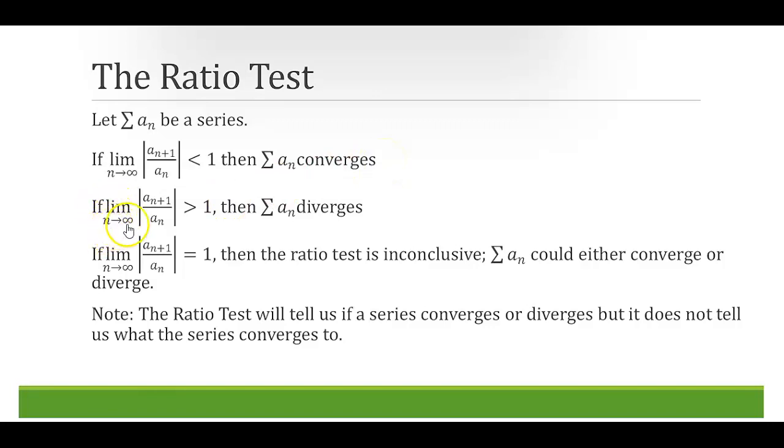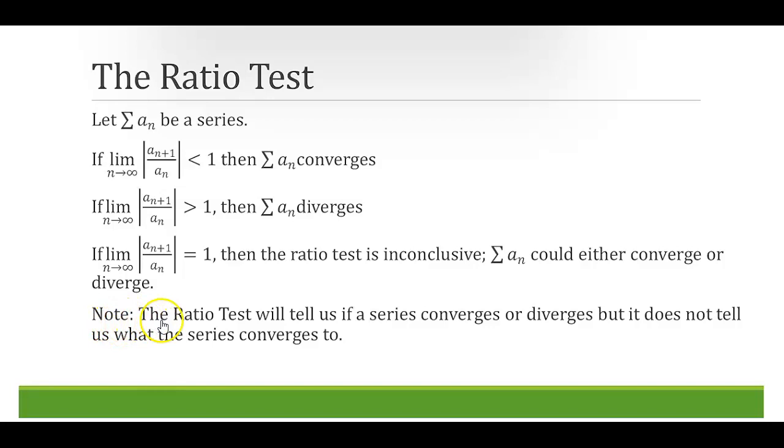If, on the other hand, this limit as n approaches infinity is greater than 1, then the sum of a sub n diverges. And if the limit as n approaches infinity of this ratio equals 1, then the ratio test is inconclusive. The sum of a sub n could either converge or diverge, so we would need to use another test to determine whether the infinite series converges or diverges.